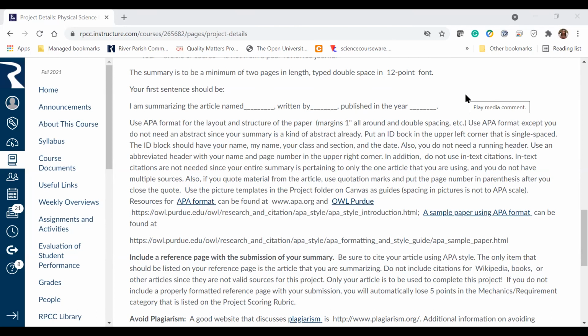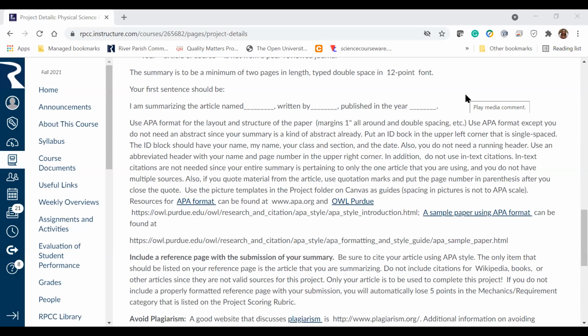You do not need a running header. A running header is useful if you're doing a long paper, but for our purpose, you don't need a running header. All you need is an abbreviated header with your name and the page number in the upper right corner. Okay, so an abbreviated header, all you're gonna put is your name in the abbreviated header, and you're gonna include page numbers.